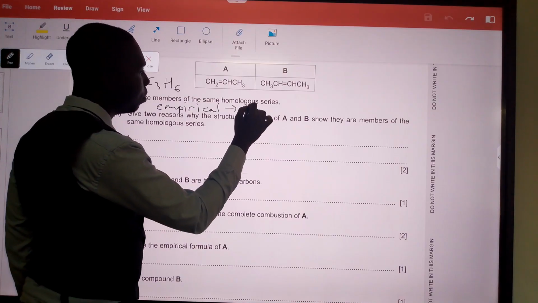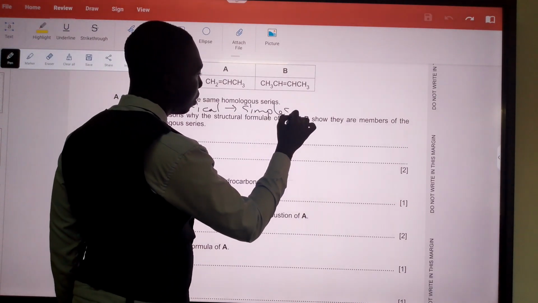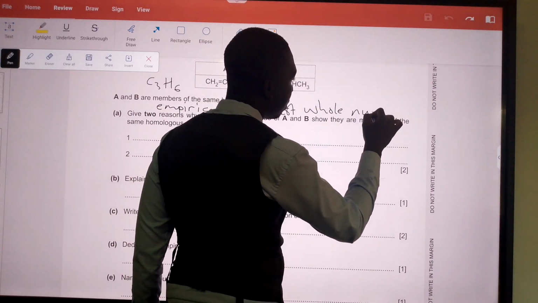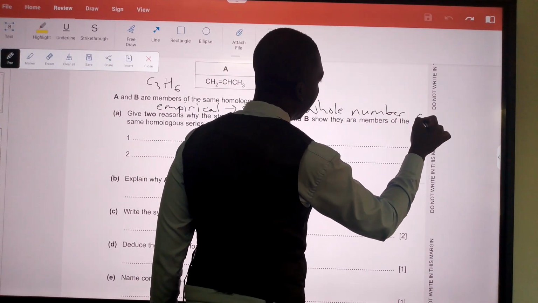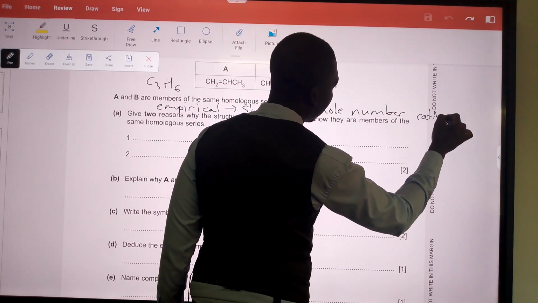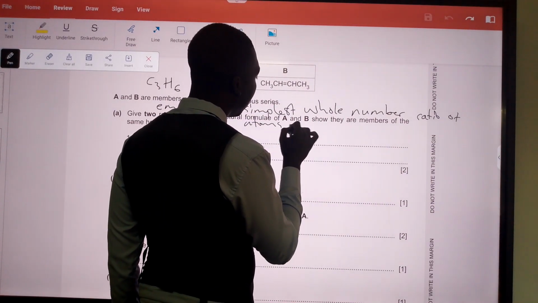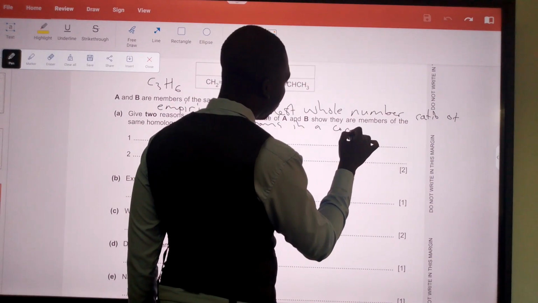this is the simplest whole number ratio of atoms in a compound.